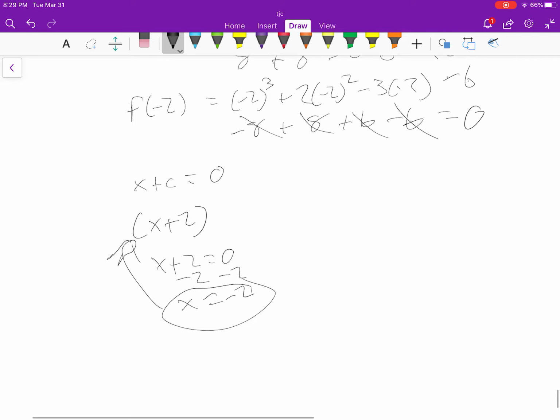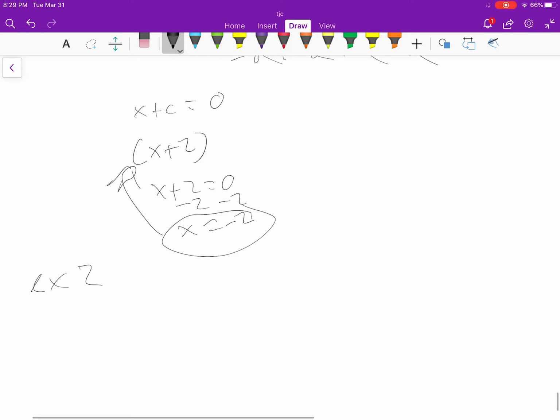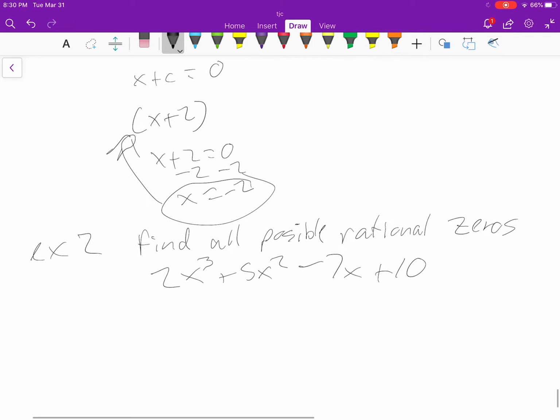Okay, so let's do another example. And this one I'm just going to find all possible solutions. I won't test to see which ones work. So let's find all possible rational zeros of this equation: 2x cubed plus 5x squared minus 7x plus 10.